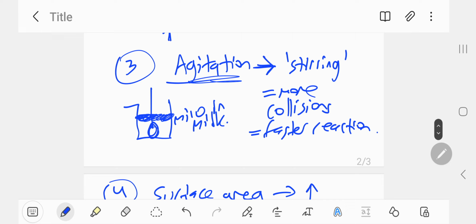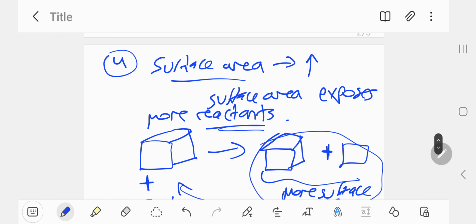The third way is by stirring, agitation. If I stir stuff, there's going to be more collisions and hence there'll be a faster reaction. Number 4, surface area. If I cut something up into pieces, it's going to react a lot quicker because there's more stuff that's exposed. Okay. You can also think of the tablet, dissolvable tablet in water.